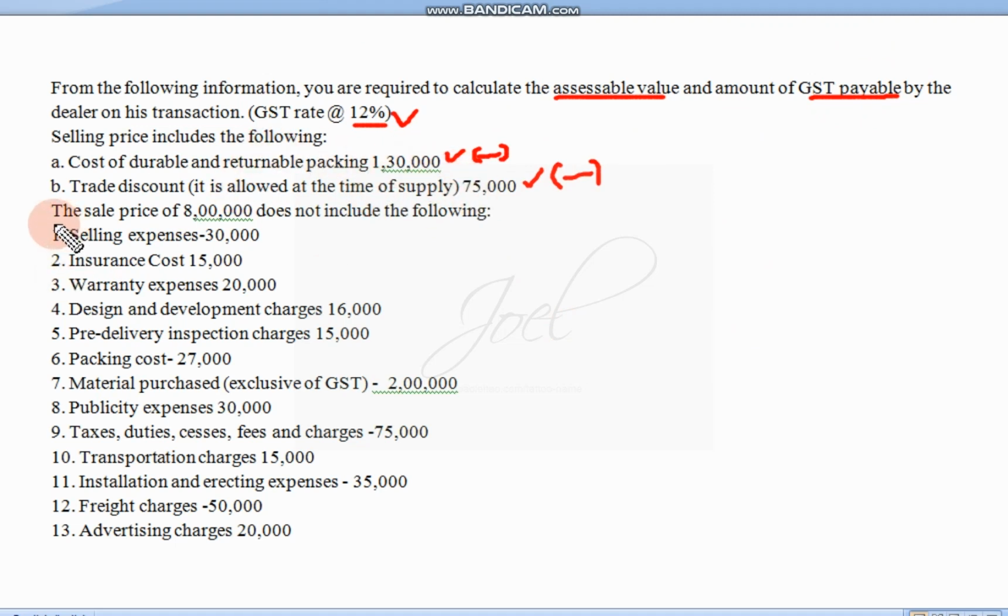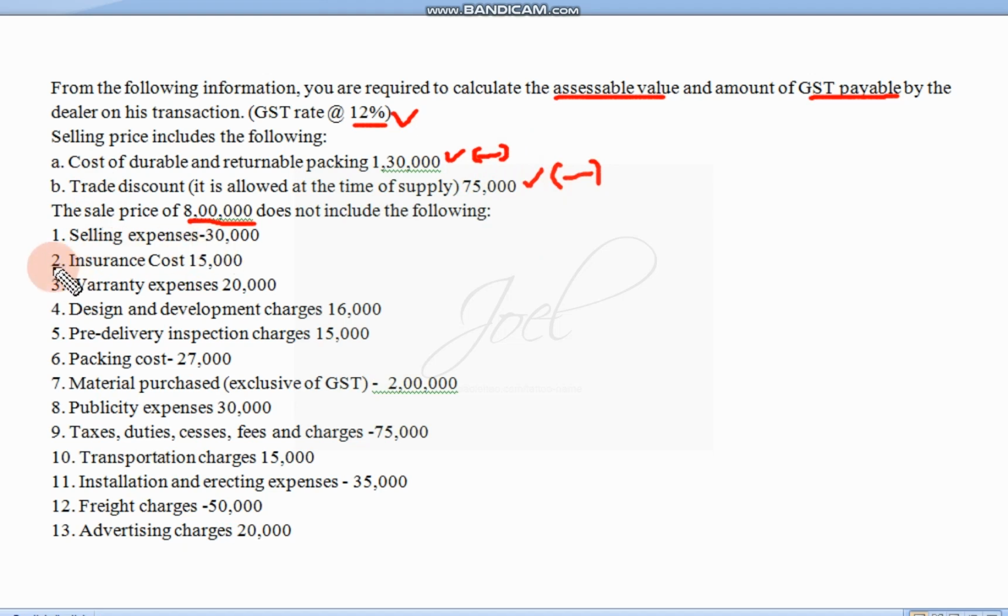Now we'll see the further information given. The sale price is rupees 8 lakh, but it does not include the following. That means the sale price is 8 lakh, and these items are not considered. Now we have to see whether we can consider them. If we can consider, we are going to add these items, and since these items are included, we are going to deduct these two items. We'll see one by one.